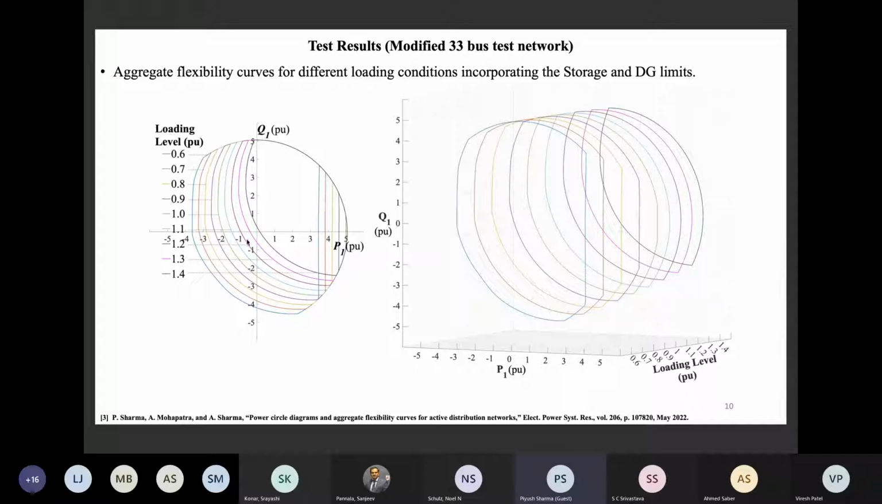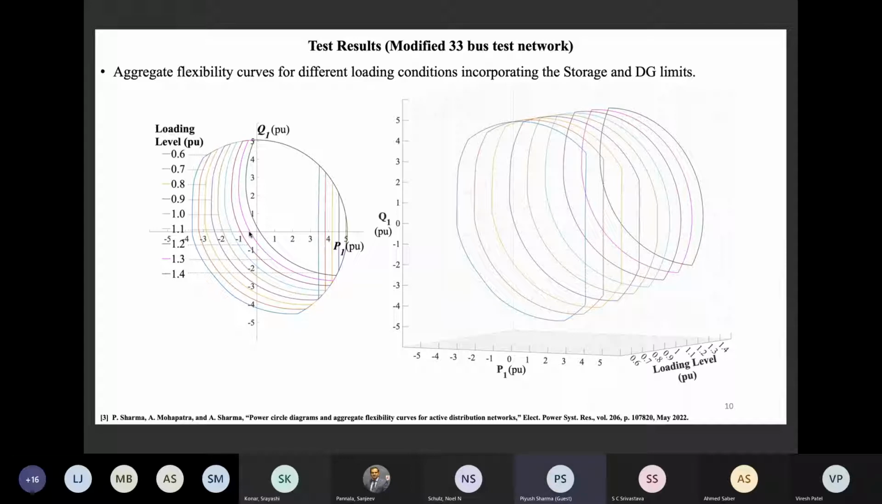It can be observed that as the loading level increases, the aggregate flexibility curve tends to shift towards the positive P1Q1 axis. That means that as the load increases, the local resources are utilized more to supply the local loads, and hence there is less power that can be sent back.